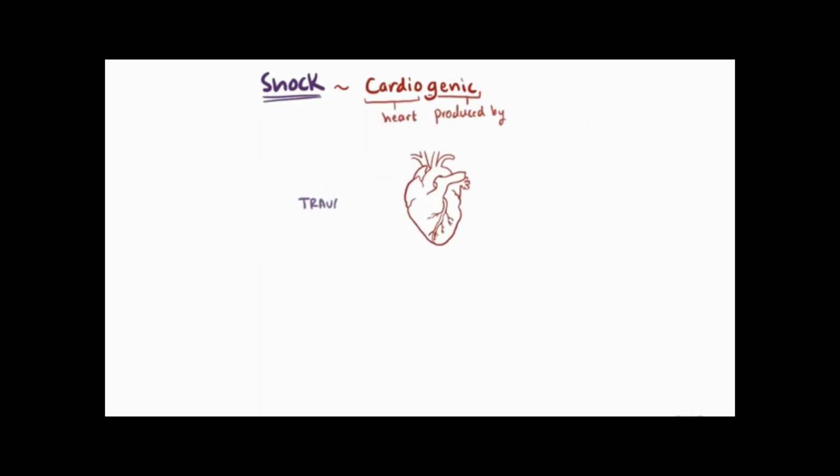A second main category of shock is cardiogenic shock. Cardiogenic means produced by the heart, right? So this is when something happens to the heart such that now it can't pump enough blood to the body's tissues. The most common cause is acute myocardial infarction, or heart attack.